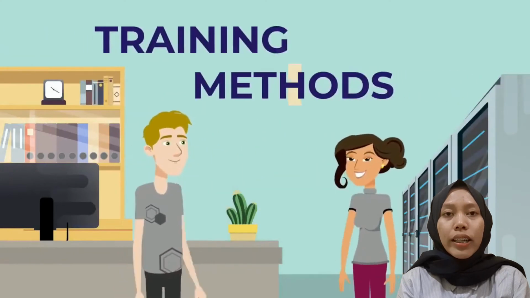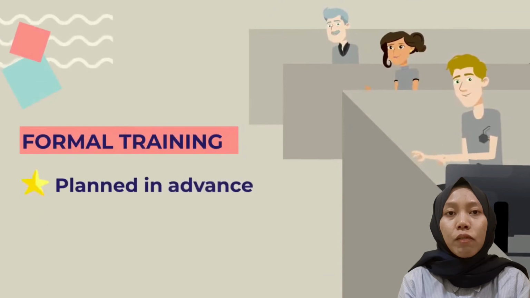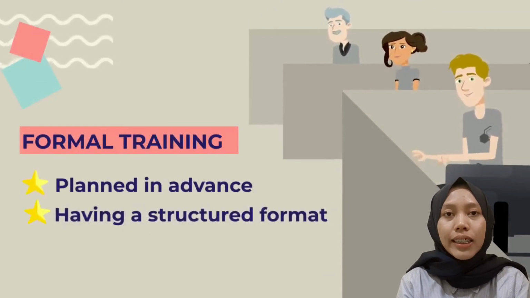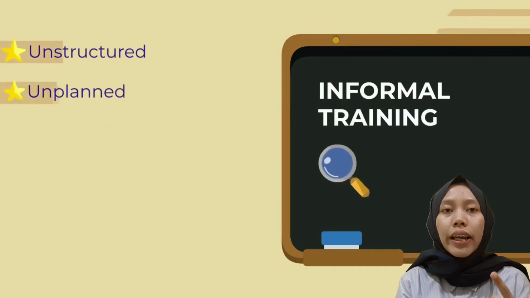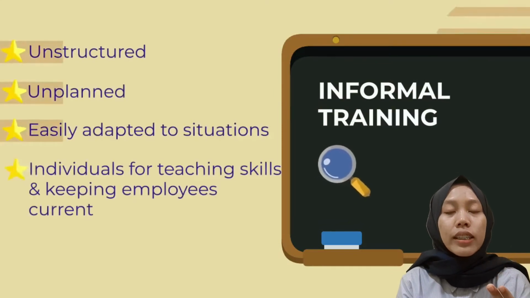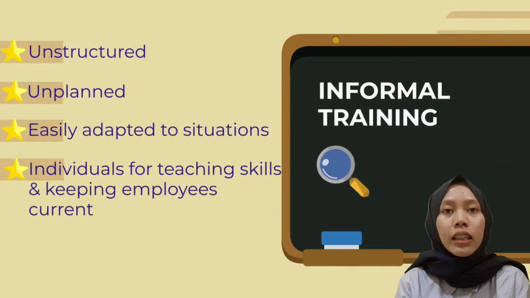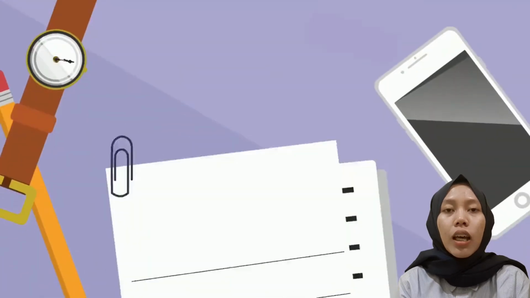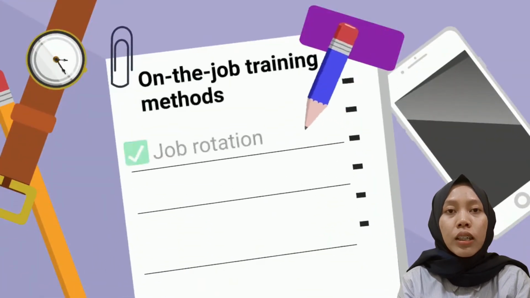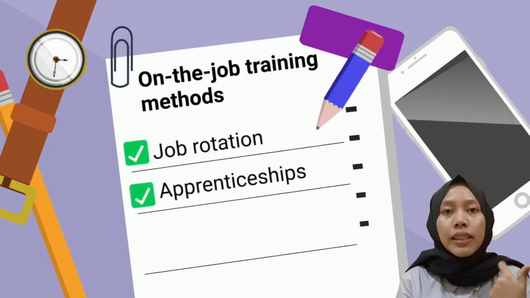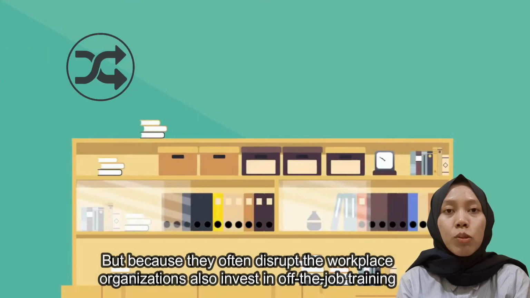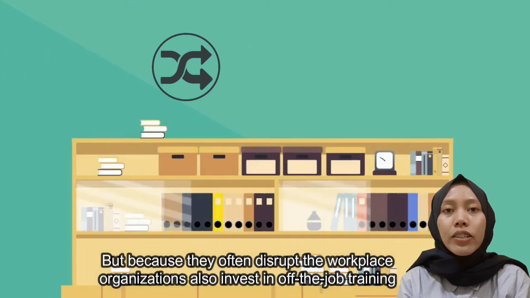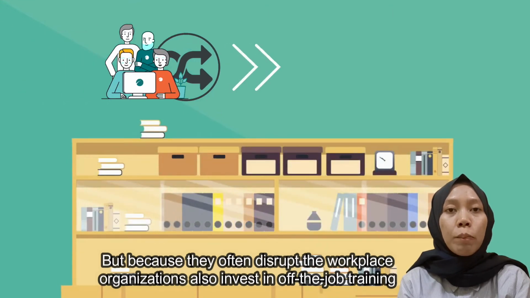And the next is training methods. Formal training means planning in advance and having a structured format. But informal training means unstructured, unplanned, and easily adapted to situations and individuals, for teaching skills and keeping employees current. So on-the-job training methods include job rotations, apprenticeships, and understudy assignments. But because they often disrupt the workplace, organizations also invest in off-the-job training.